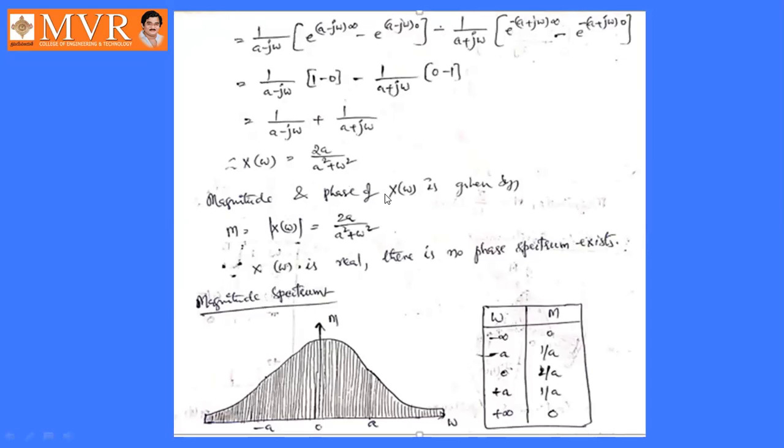Now we will draw the magnitude and phase spectrums. So how to represent the magnitude expression, that is mod of X of j omega, X of omega, that is 2a by square root of a square plus omega square. Okay, and here X of omega is real. There is no imaginary term, so there is no phase spectrum. So the magnitude spectrum is this one.